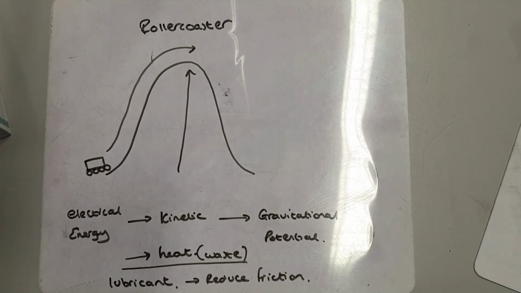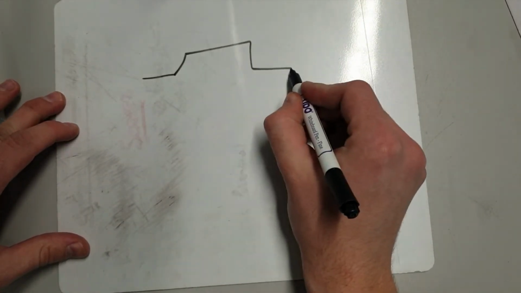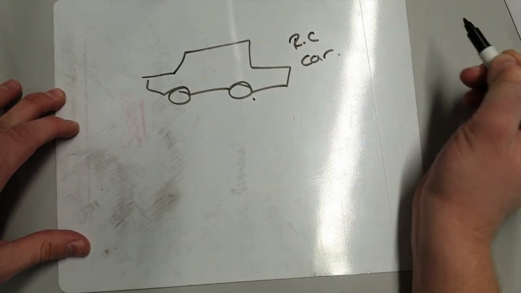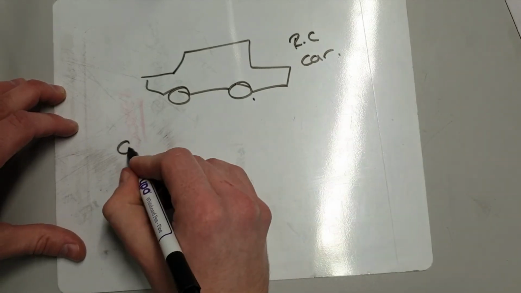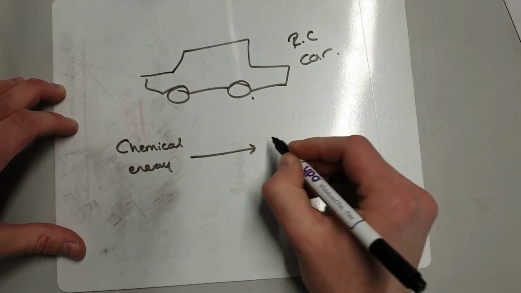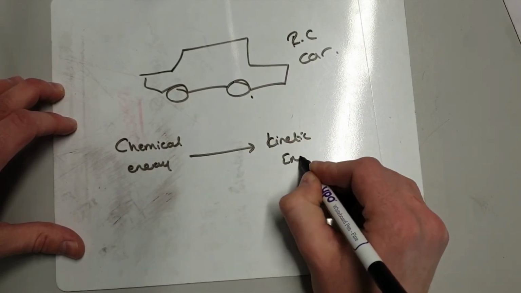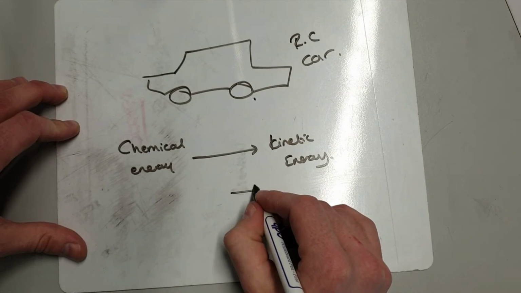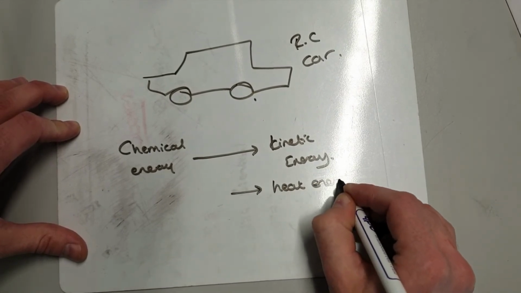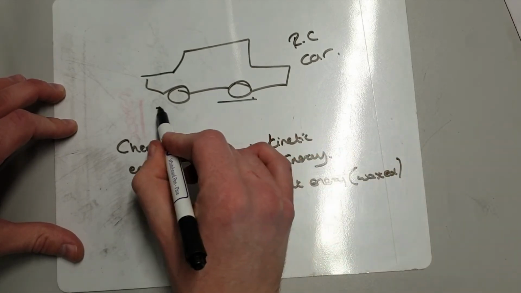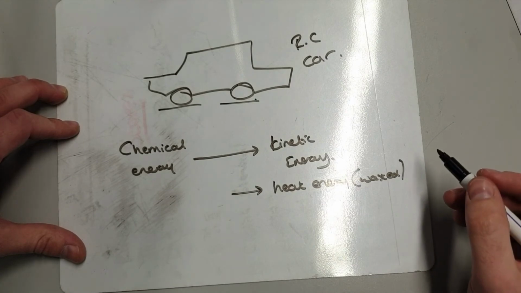Okay, another thing that we need to be aware of is how the stores of energy can change. So for example, if we take something like a remote control car, and you will have to just mind my drawing. So imagine that this is an RC car, remote control car. Think about the energy changes involved in there. Well, we've got chemical energy from inside the battery, and that's going to be transferred into kinetic energy when the car is moving. Now, obviously, with most things that have moving parts, there's also going to be heat energy there as well that's wasted. And that's going to come from the friction between the wheels and the floor, and obviously the moving parts that are inside the car as well.